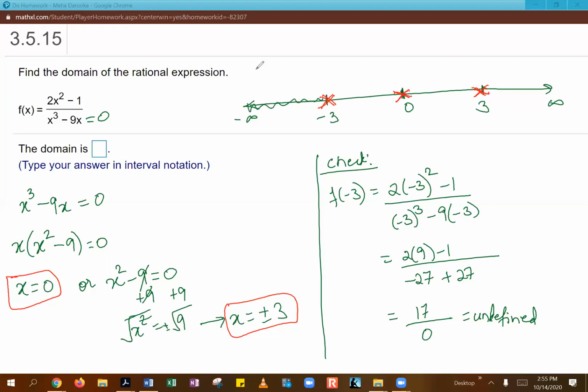So this guy over here will be -∞ to -3. This guy over here will go from -3 to 0. So very good. And then from here, you're going from 0 to 3. And then your last one will be from 3 to infinity, not including any of the endpoints. And then you are using union to combine all of them together. Alrighty, very nice. Good job, guys.